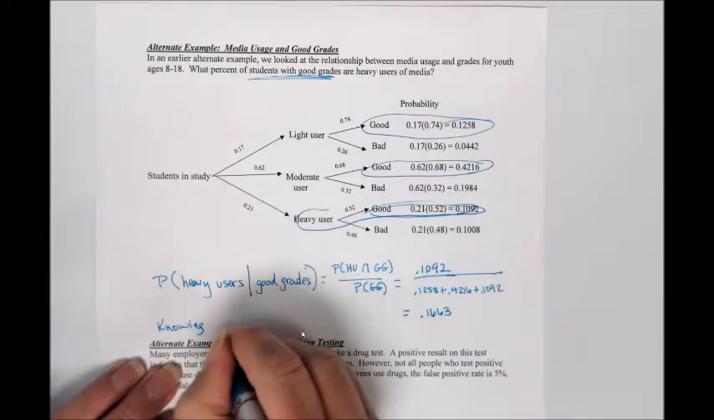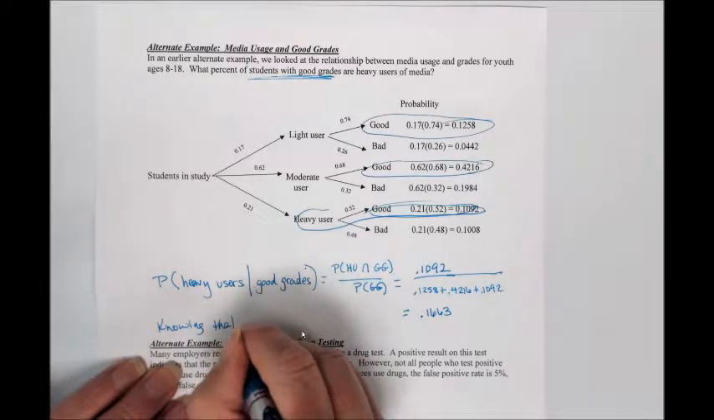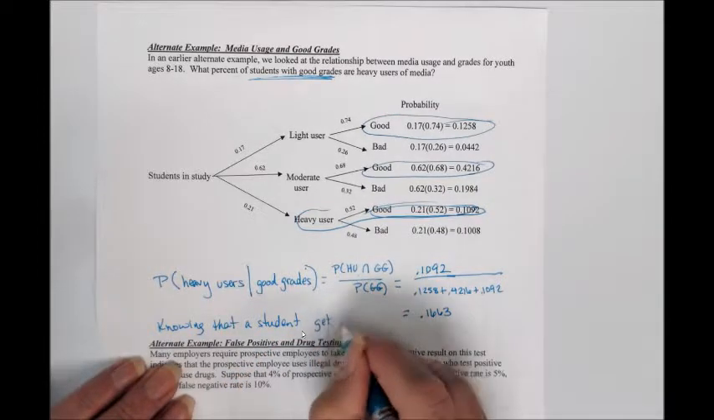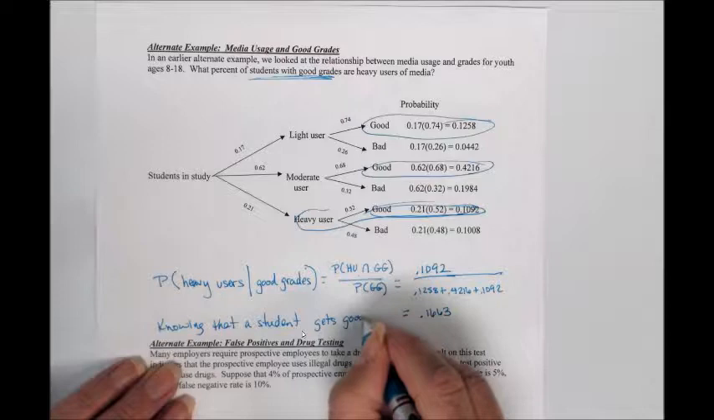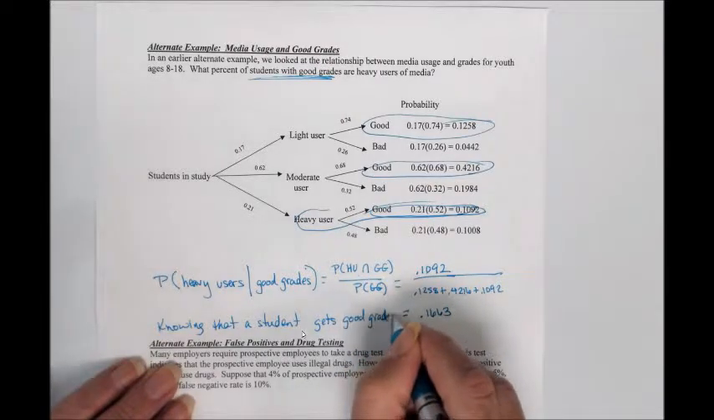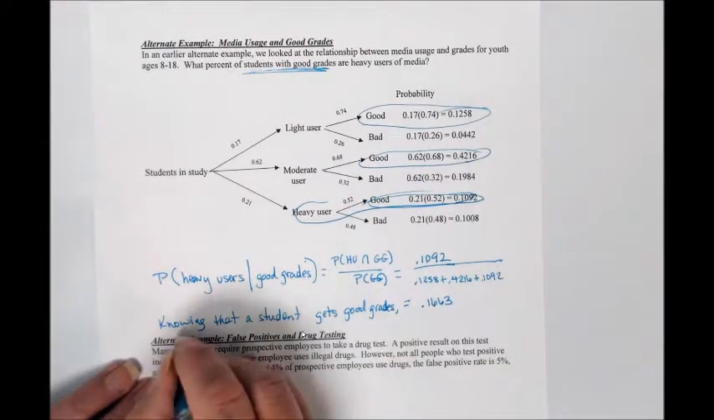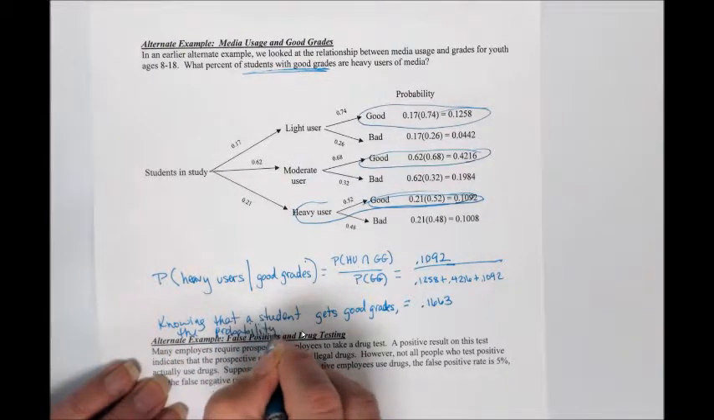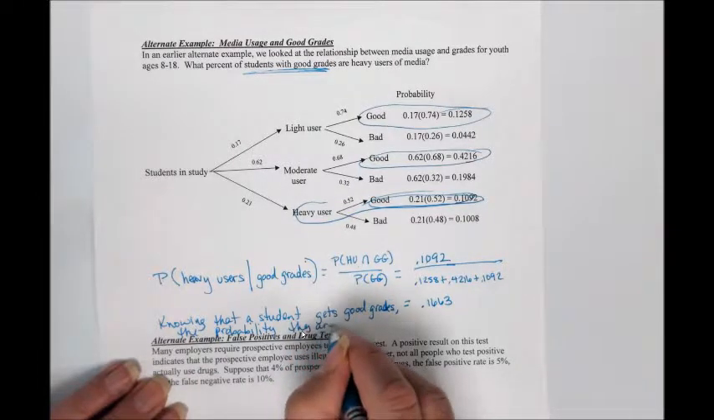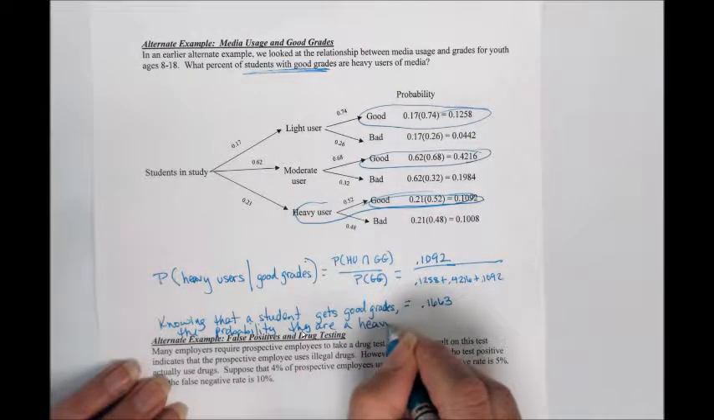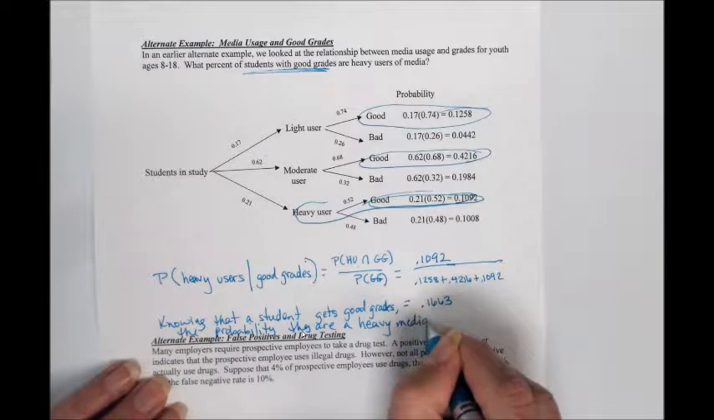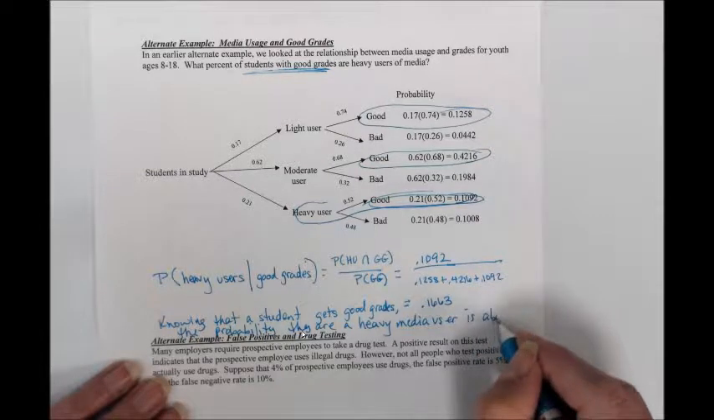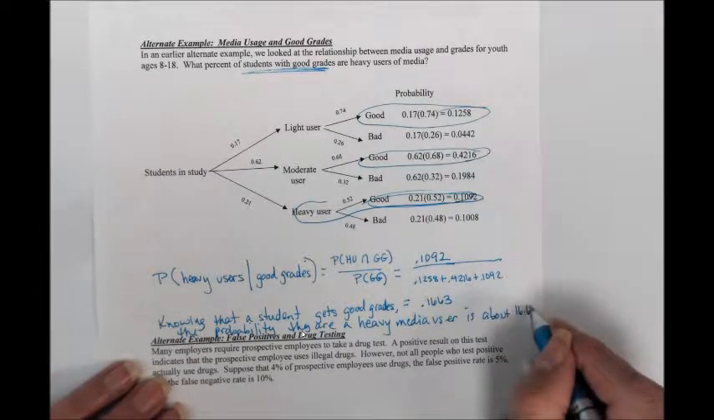So knowing that a student, again, this is the communicating part, gets good grades, the probability they are a heavy media user is about 16.63%.